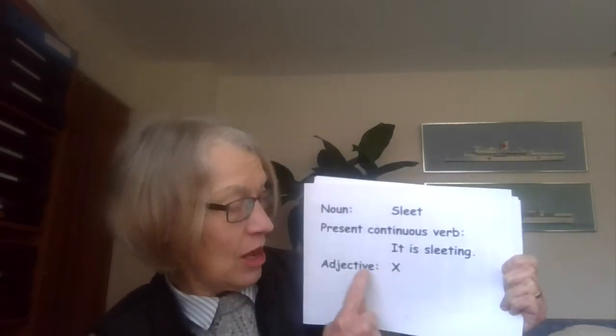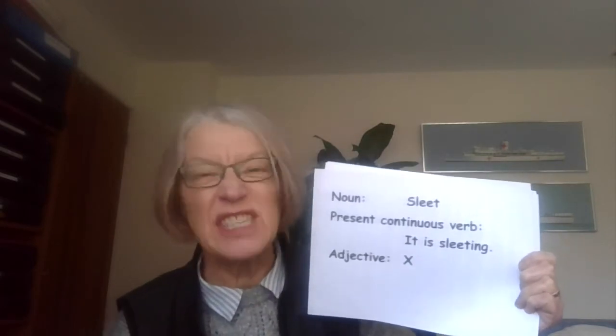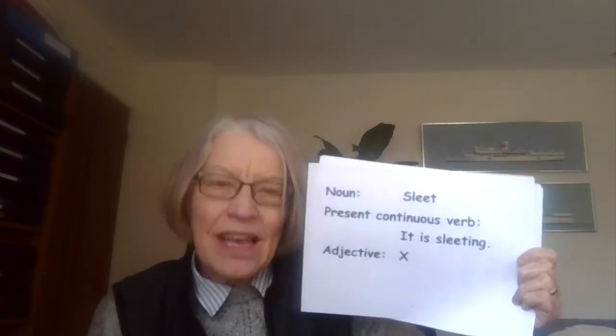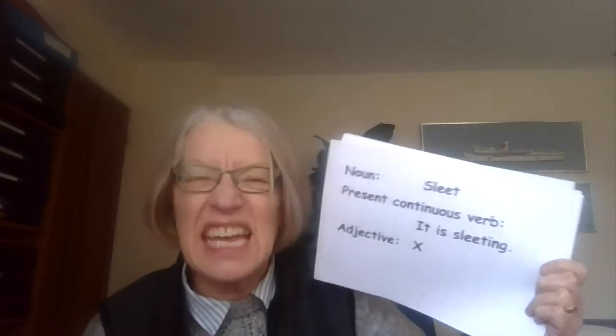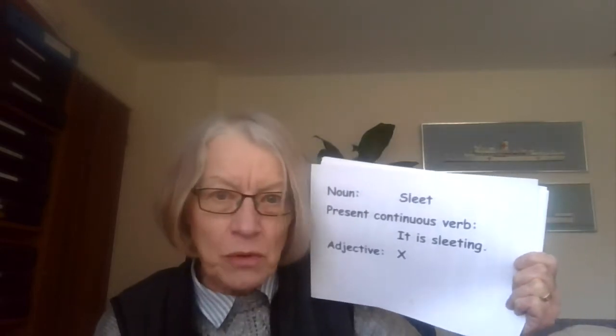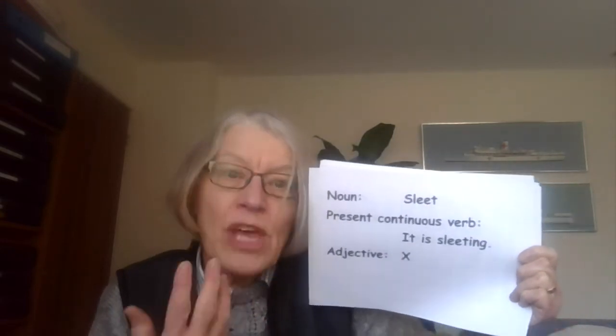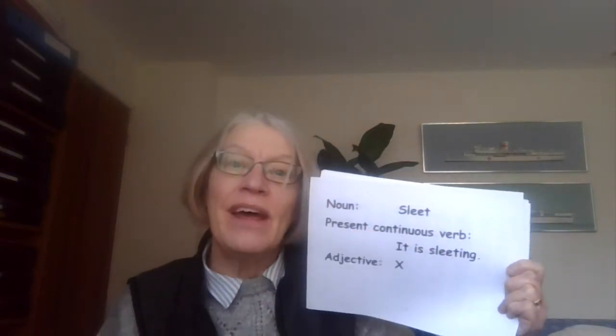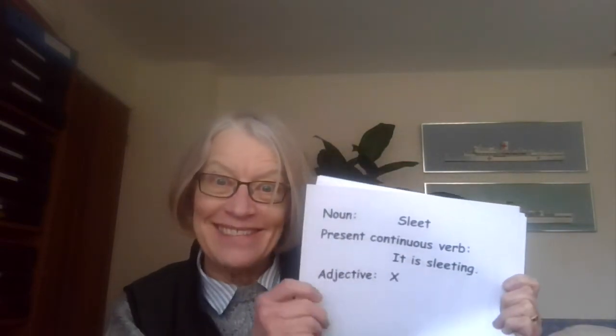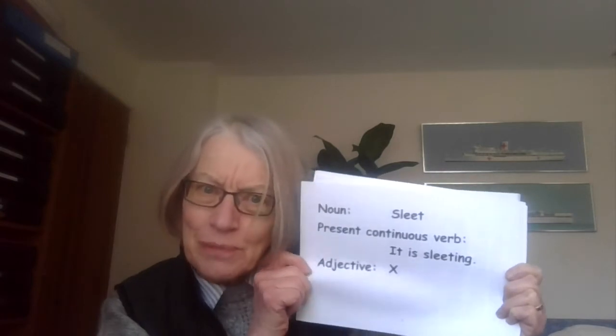Now, we don't have an adjective for sleet. I suppose we could say it's sleety, but we don't. We don't have an adjective. We only have the noun and the verb for that. So that's a bit unusual.